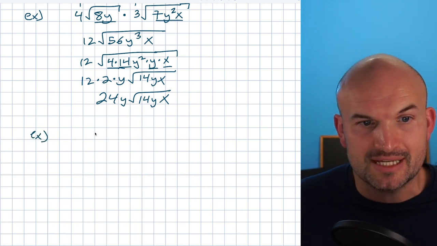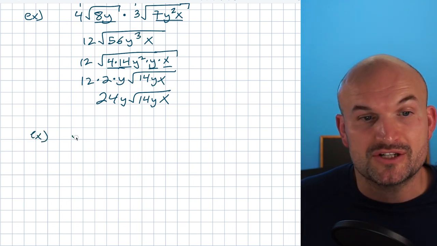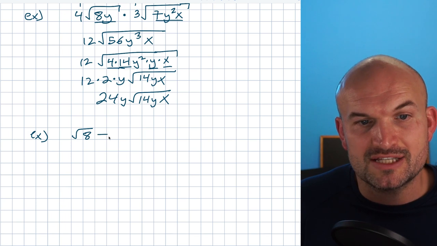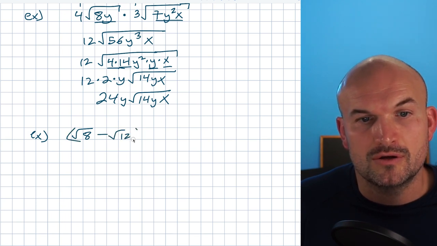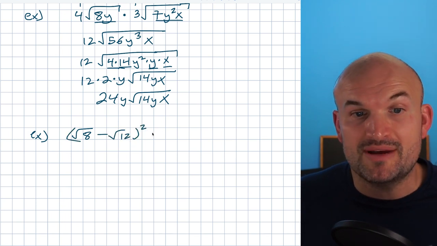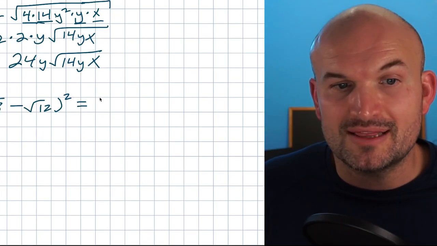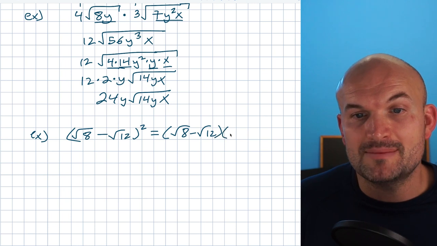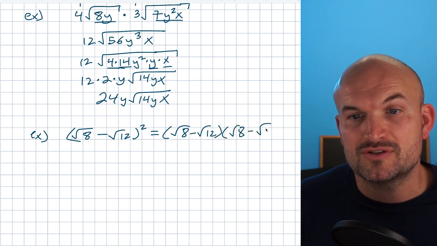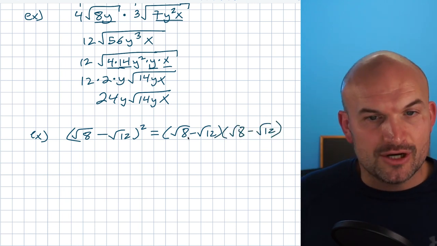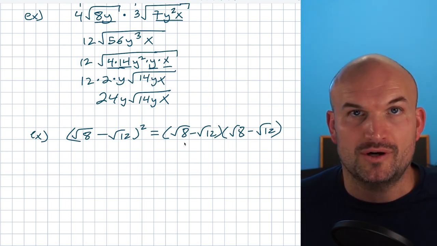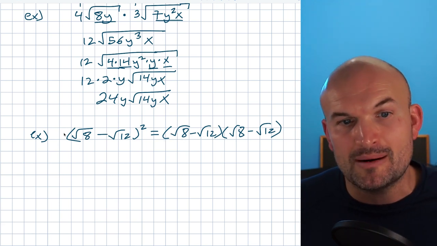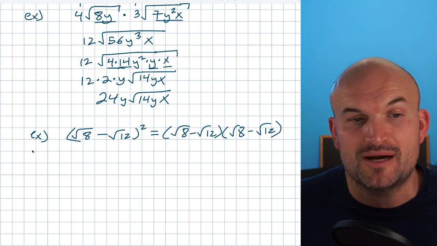Another famous expression we need to recognize: what if I had the square root of 8 minus the square root of 12, quantity squared? It's really important to recognize that we can rewrite this as the square root of 8 minus the square root of 12 times the square root of 8 minus the square root of 12. In this example, I know I can simplify the square root of 8 and the square root of 12, so I'm going to do that at the onset. But remember, when anything's squared, that just means it's multiplied by itself.